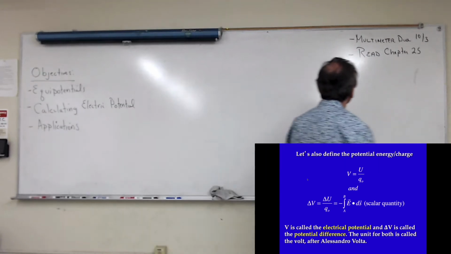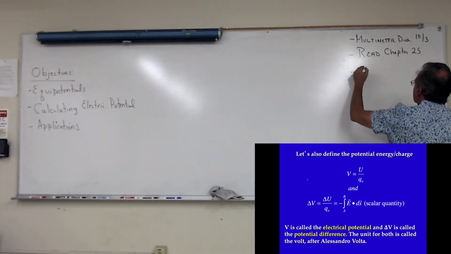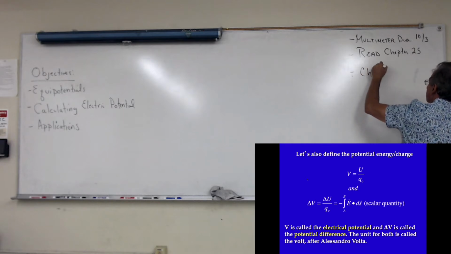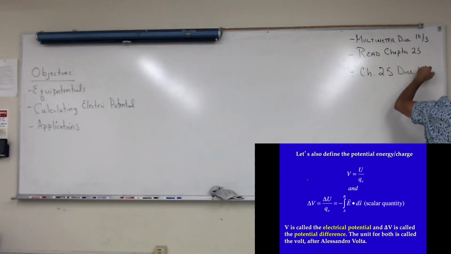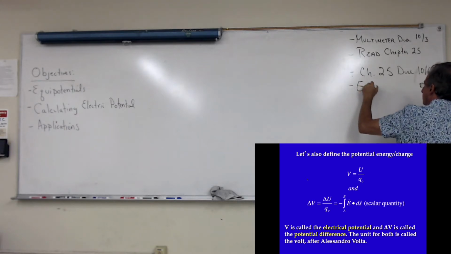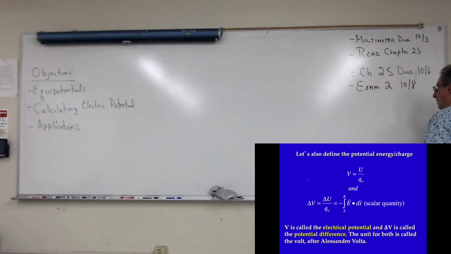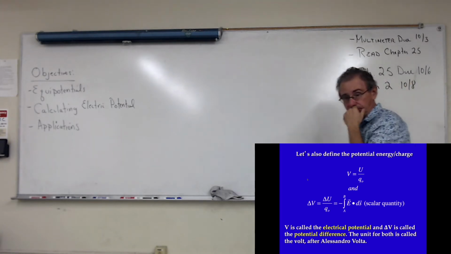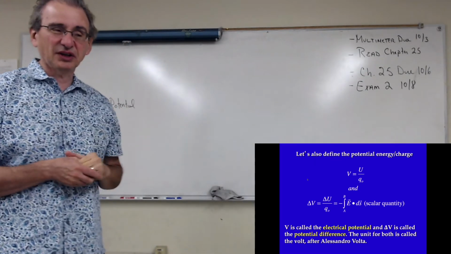Okay. Some announcements. The multimeter quiz is due on the 3rd. Chapter 25 is due on the 6th, and you have an exam on the 8th. Okay, so these are the items that are due over the next couple of weeks.